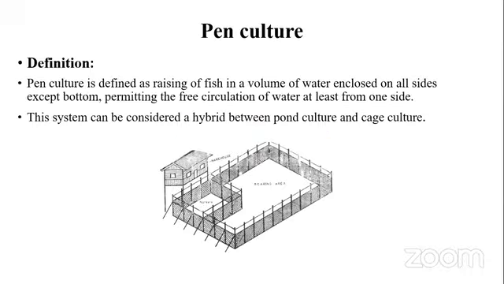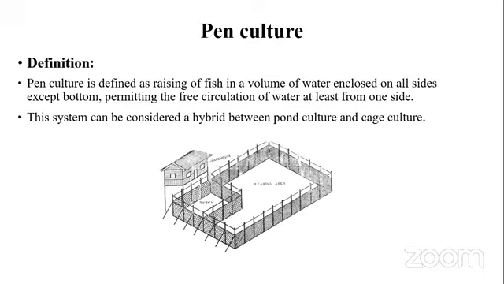So this is about the cage. Next is the pen culture. Pen is nothing but again an enclosure which is open from the bottom. It is also installed in open areas where there's not much water current, and we require bamboo and mesh net to construct a pen. It is defined as raising of fish in a volume of water enclosed on all sides except from the bottom, permitting the free circulation of water from the side.